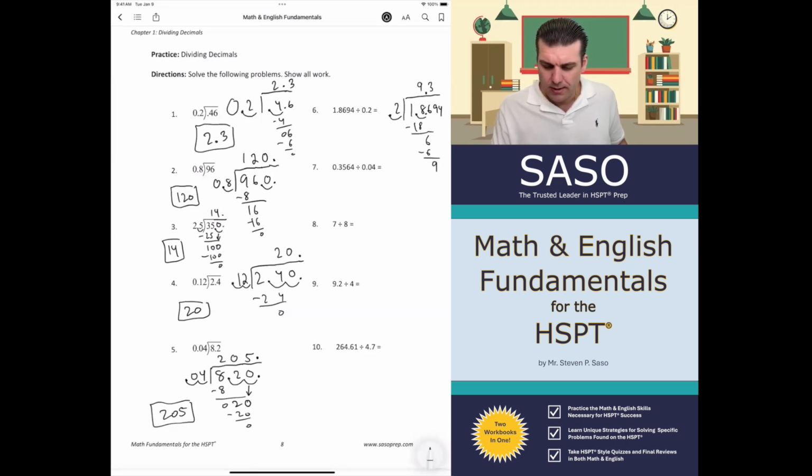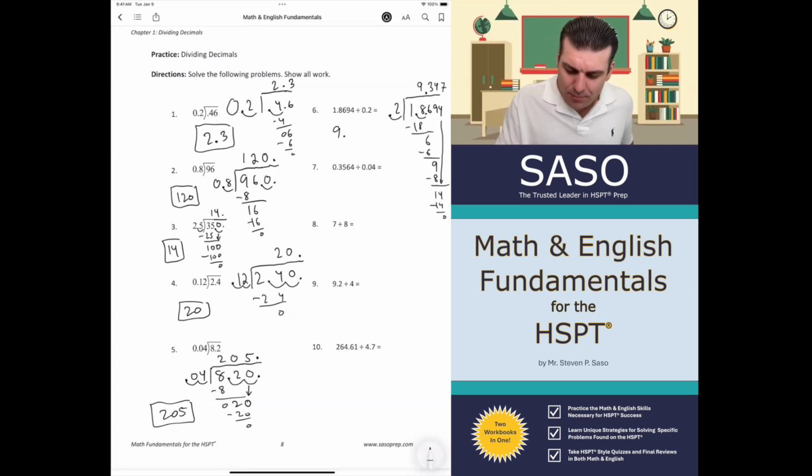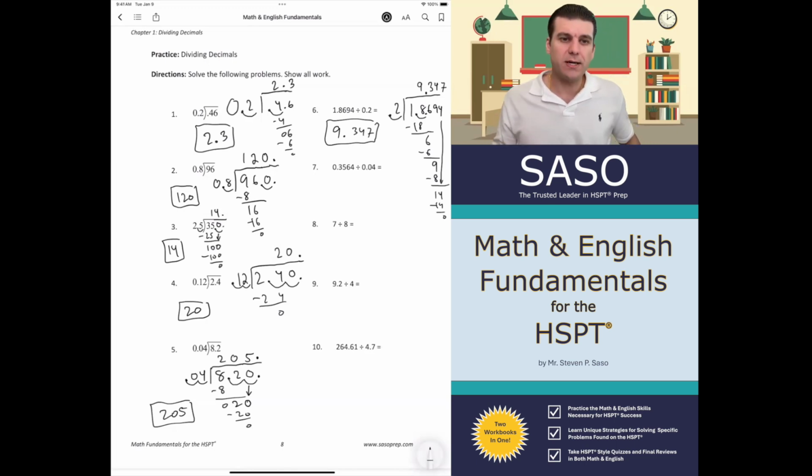9. Okay, how many times does 2 go into 9? Well, it would go in 4 times. 2 times 4 is 8. 9 minus 8 is 1. And let's bring down that last 4 here. And 2 goes into 14 evenly 7 times. 2 times 7 is 14. So there we go. Final answer, 9.347 for that one. So, pretty easy. Again, tedious, but pretty easy as long as we're being careful and doing everything correctly.